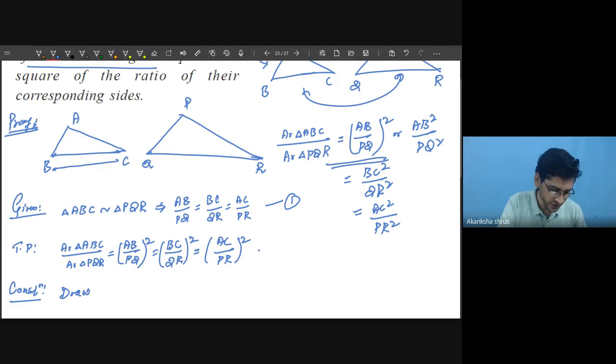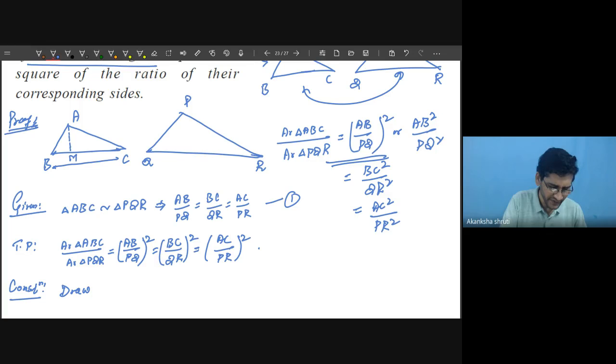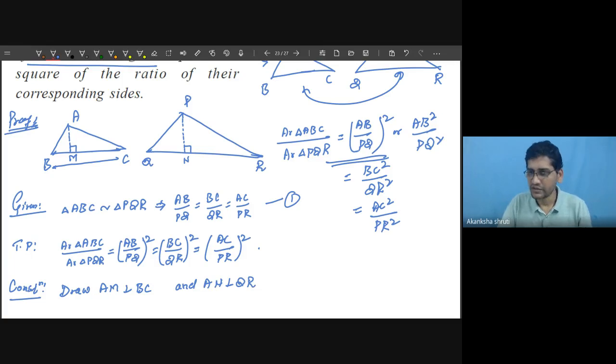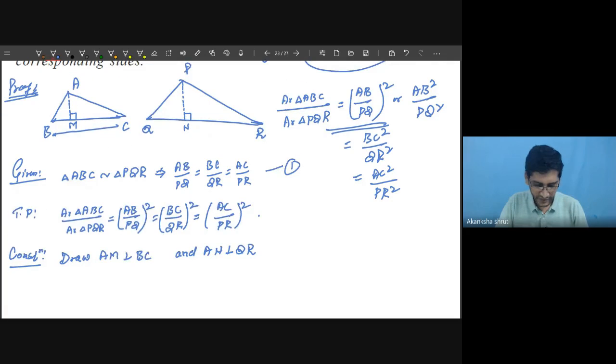At that time I need to draw a perpendicular from A on BC. Consider this point as M. Draw this perpendicular, and from P, similarly draw the perpendicular. Call this point as N. Is it okay? Now it is okay. So whatever construction we have drawn, draw AM perpendicular on BC and PN perpendicular on QR. Okay, students? Now we need to calculate the area.